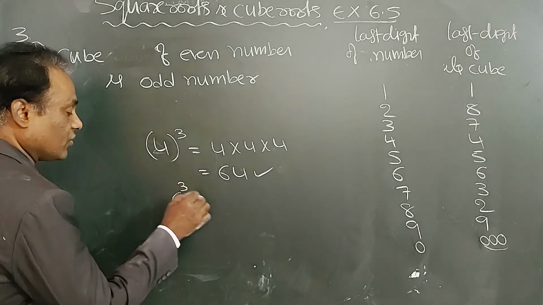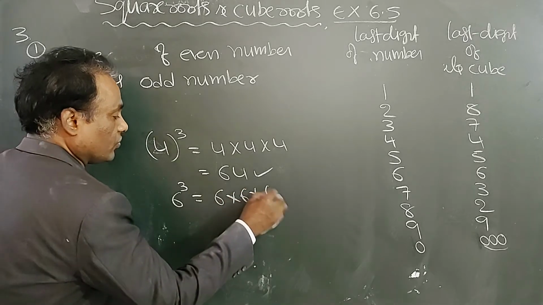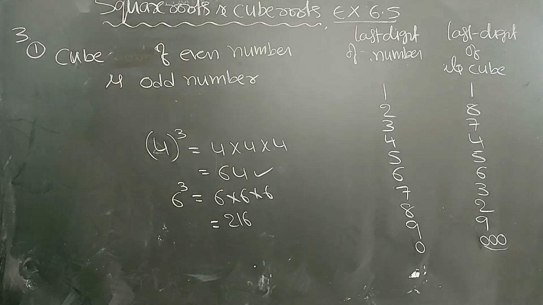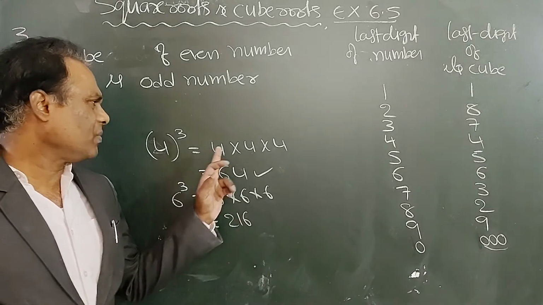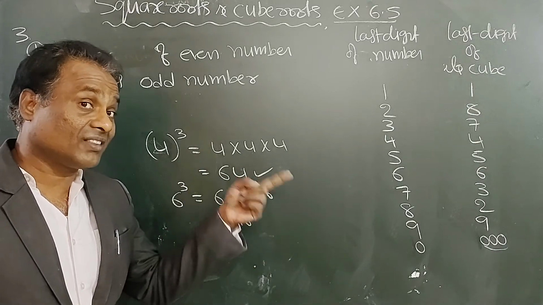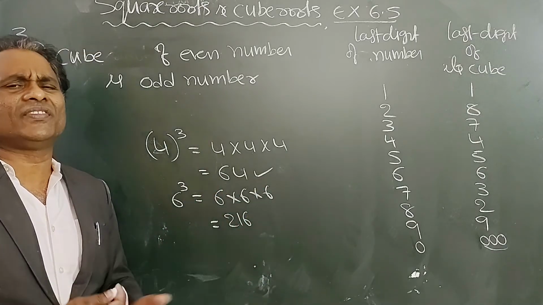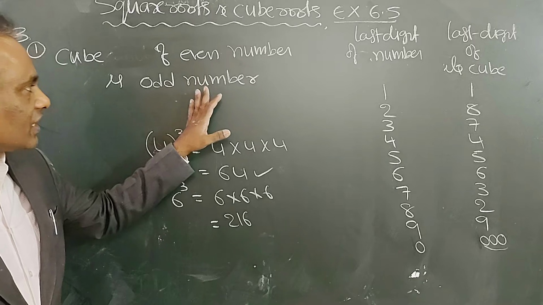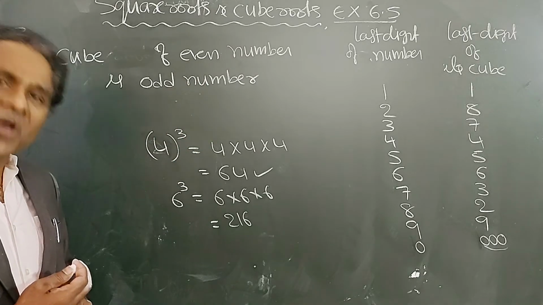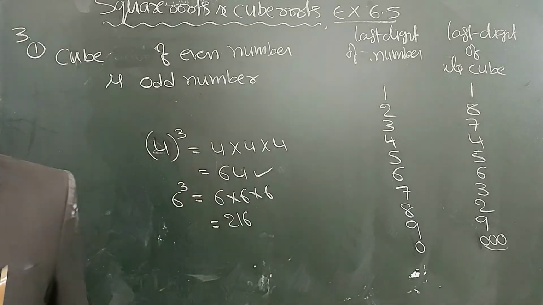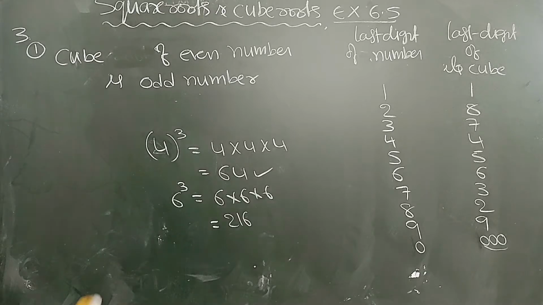6 is an even number. 6 cube, you find 6 into 6 into 6. It is 216, an even number only. The last digit 2, 4, 6, 8, 0 means even numbers. The last digit 1, 3, 5, 7 means odd numbers. You know the basic concept of even and odd. So, cube of an even number is an odd number: that is a statement. Is it correct or wrong? Wrong. Cube of an even number is not an odd number. It is also even. The cube of every even number is an even number only.